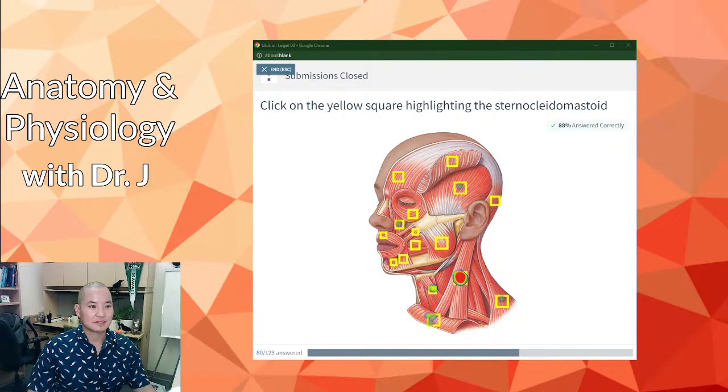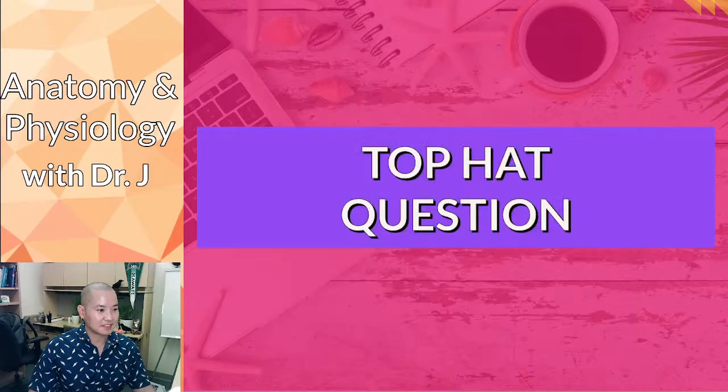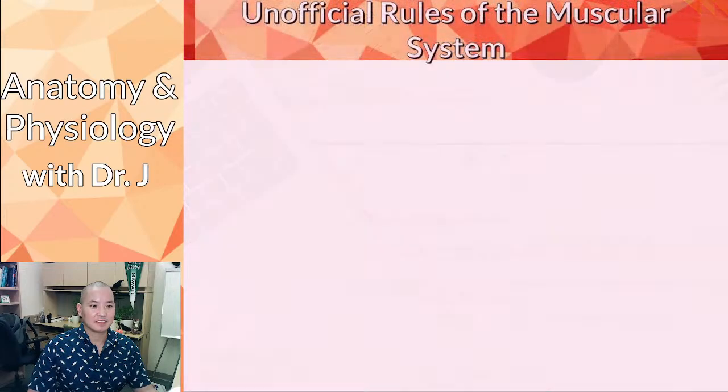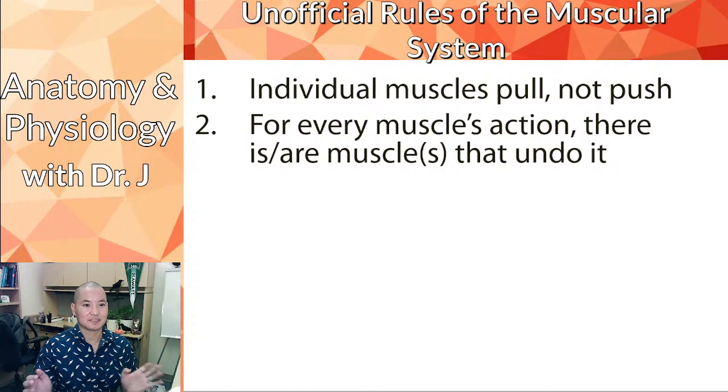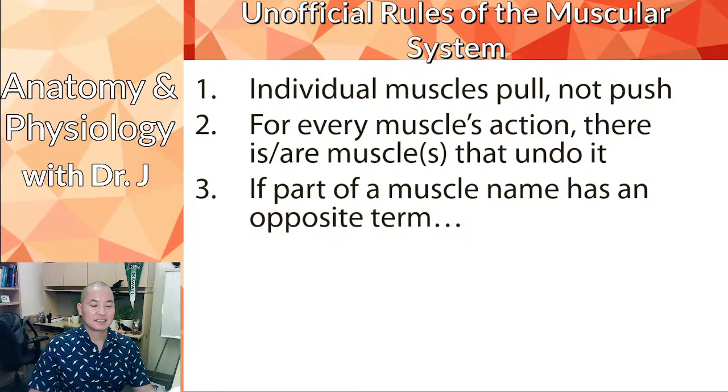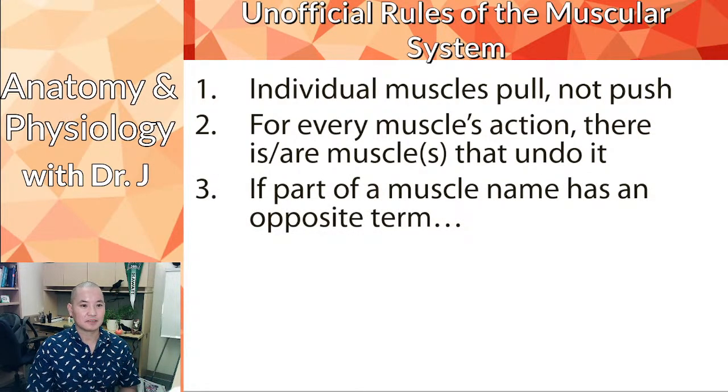Okay, so back to our lecture. One thing I alluded to but didn't get time to talk about near the end of the last lecture is my unofficial rules of the muscular system. And one question I asked: okay, what's the opposite of major? Well, that is another unofficial rule in terms of naming skeletal muscles.